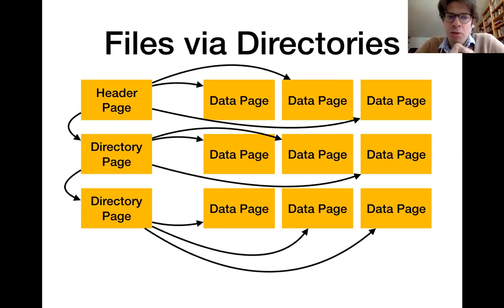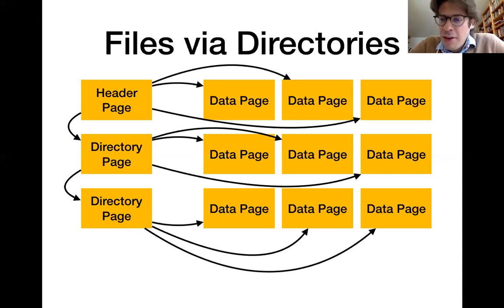So since those directory pages are relatively compact and they can store pointers to many data pages together with associated metadata, it can often be more efficient to find, for instance, a matching page with enough free space using one of those directories.